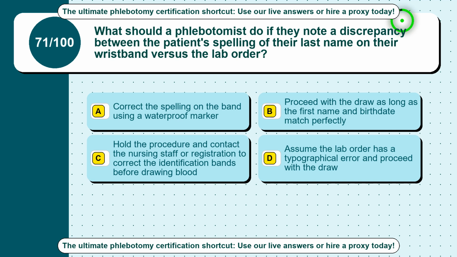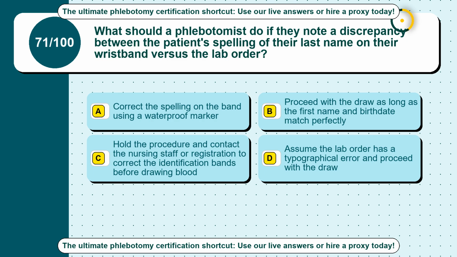Question 71. What should a phlebotomist do if they note a discrepancy between the patient's spelling of their last name on their wristband versus the lab order? Option A, correct the spelling on the band using a waterproof marker. Option B, proceed with the draw as long as the first name and birth date match perfectly.